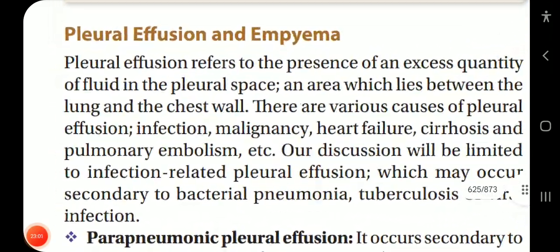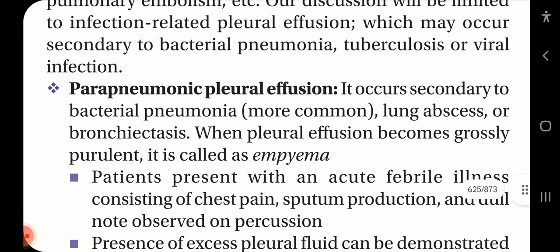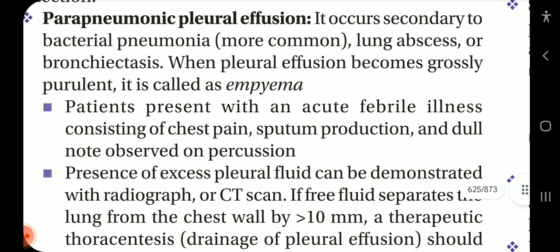Pleural effusion and empyema. Pleural effusion refers to the presence of excess quantity of fluid in the pleural space, an area which lies between the lung and the chest wall. There are various causes of pleural effusion: infection, malignancy, heart failure, cirrhosis, and pulmonary embolism, etc. Our discussion will be limited to infection-related pleural effusions, which may occur secondary to bacterial pneumonia, tuberculosis, or viral infection.